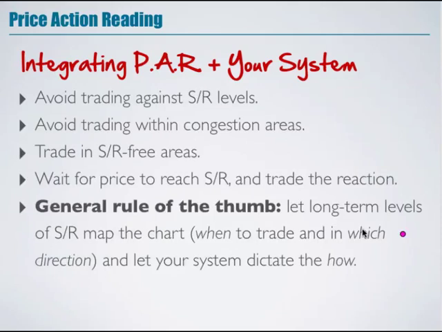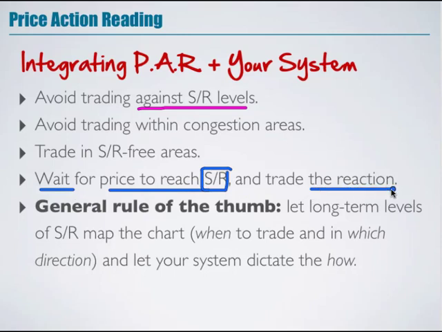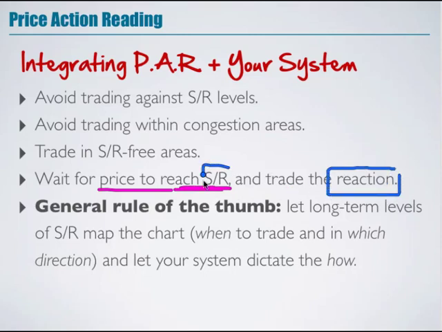Anyway, let's imagine that you do have a level of support and resistance ahead of your entry point. Well, as we've already established, you don't want to trade against a level of support and resistance. So what are you to do? You are to wait for price to indeed reach that level of support and resistance, and then trade the market reaction. I repeat, if there is a level of support and resistance ahead of your entry point, wait, don't take that trade, simply wait for price to reach that level and then trade according to whatever market reaction you get off this level of support and resistance.